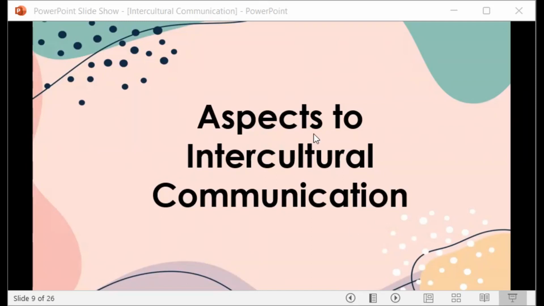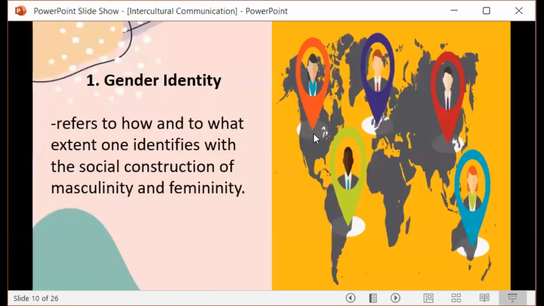Let us talk about the first one, which is gender identity. Gender identity refers to how and to what extent one identifies with the social construction of masculinity and femininity. It's because here in our society, as we all know, we see men and women differently.